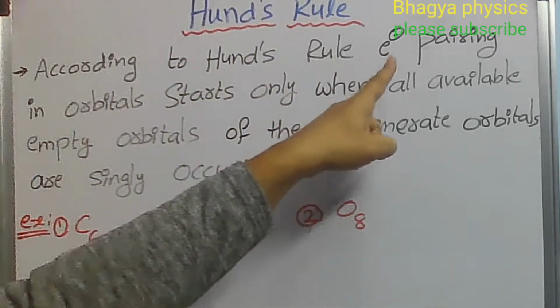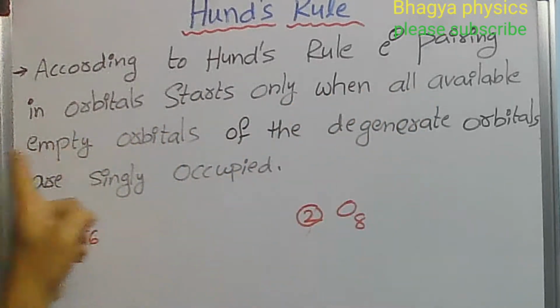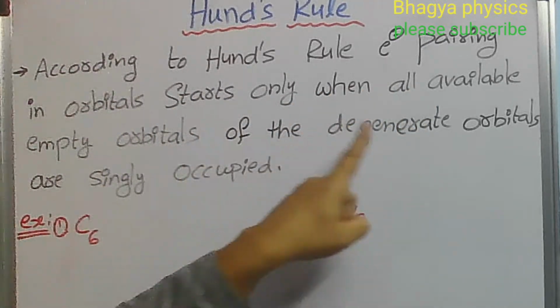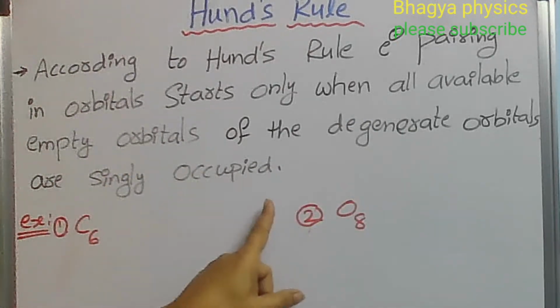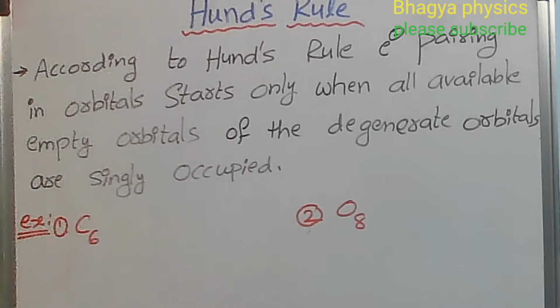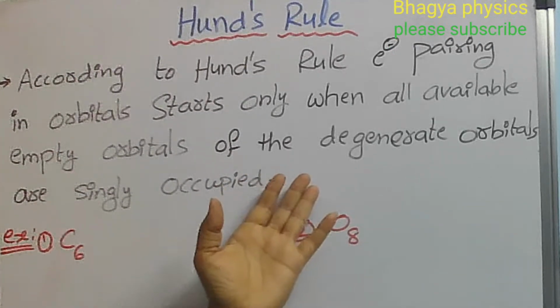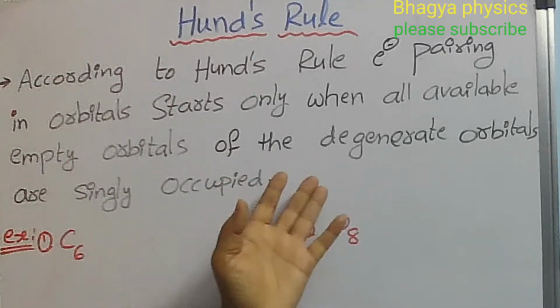According to Hund's rule, electron pairing in orbitals starts only when all available empty orbitals of the degenerate orbitals are singly occupied. First of all, the electrons will enter into the lowest energy level. If we consider degenerate orbitals, all have the same energy.